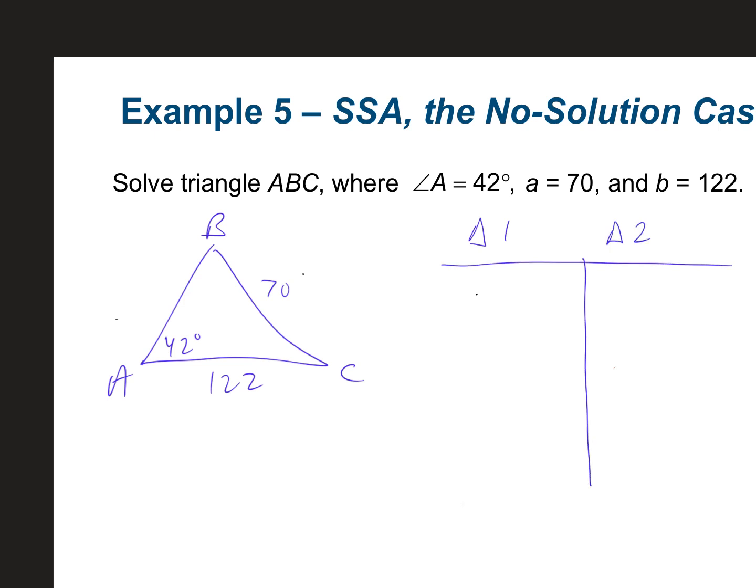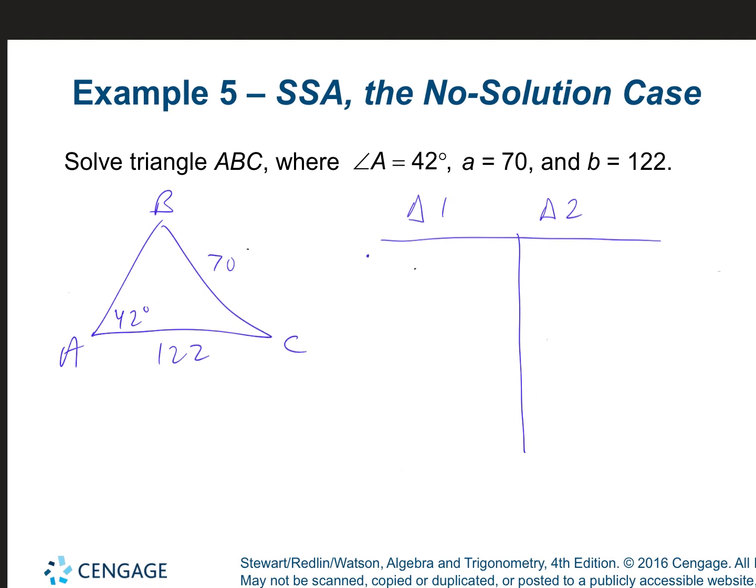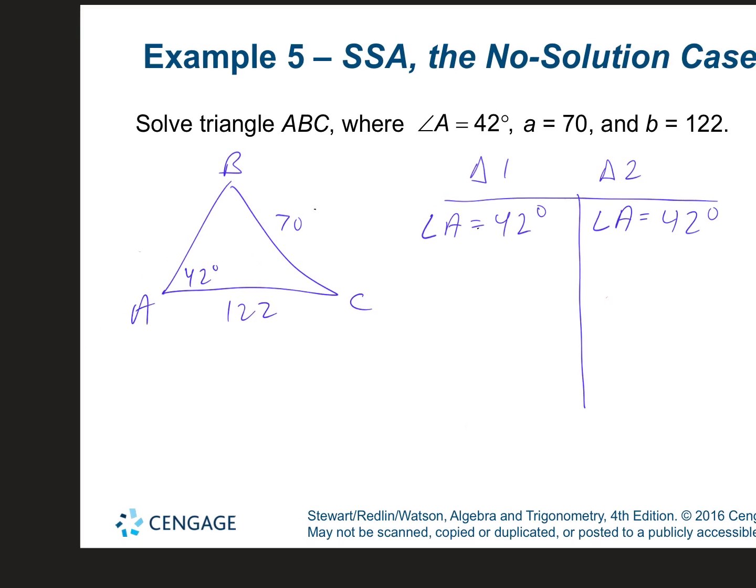But I can use the law of sines. What was I given? What is the given information in both of these? What's angle A? 42 degrees. So write that down for both triangles. Angle A in both triangles is 42 degrees. So I'm going to say, okay, so sine 42 over 70 equals sine of what angle over 122? Sine of B, because that's what's across from it.